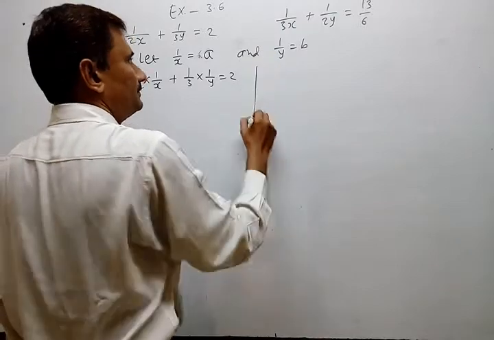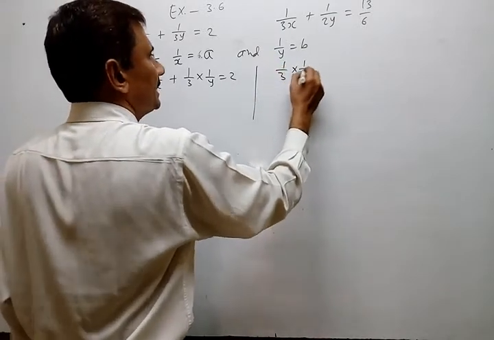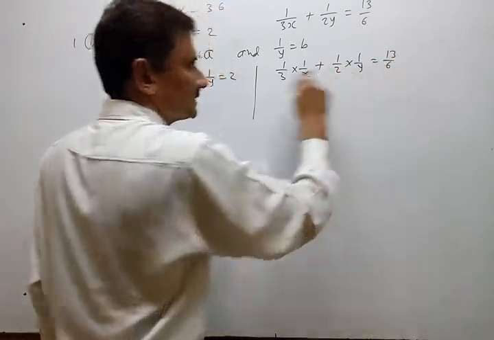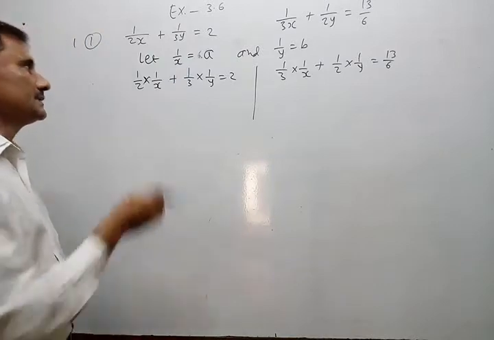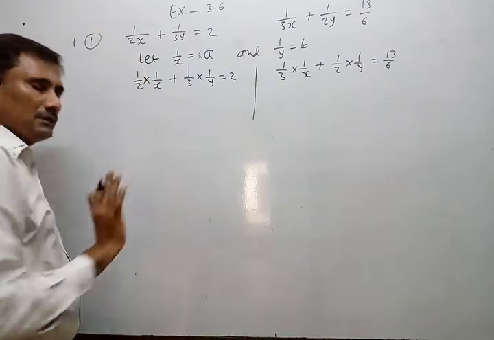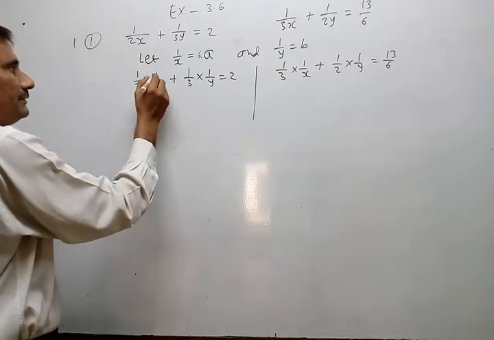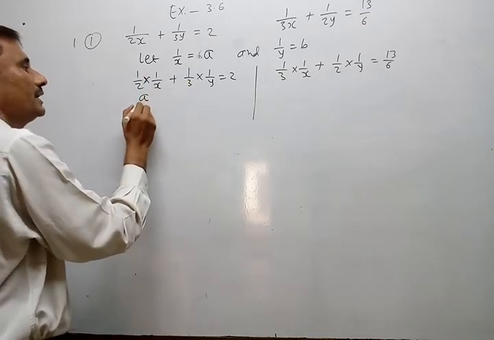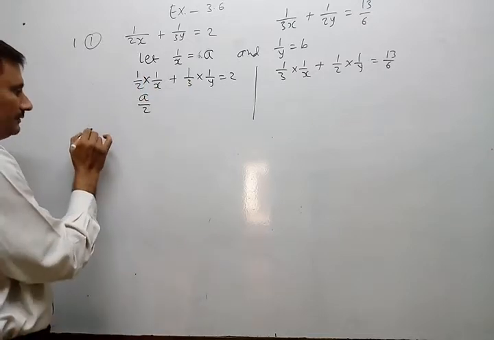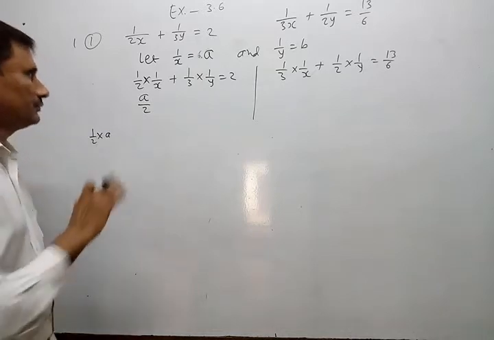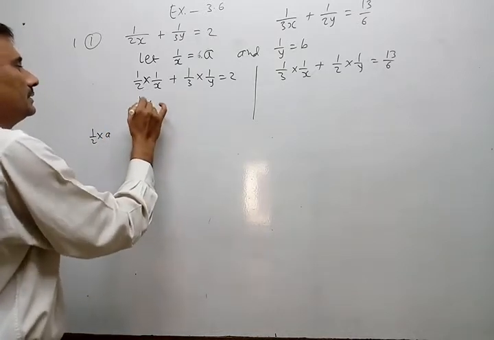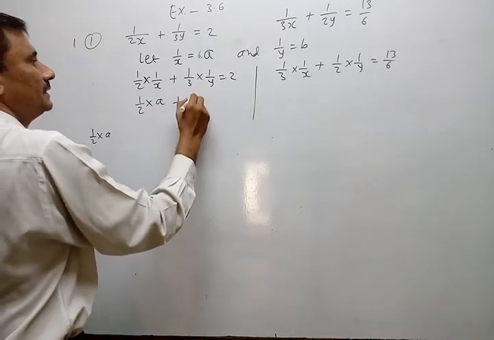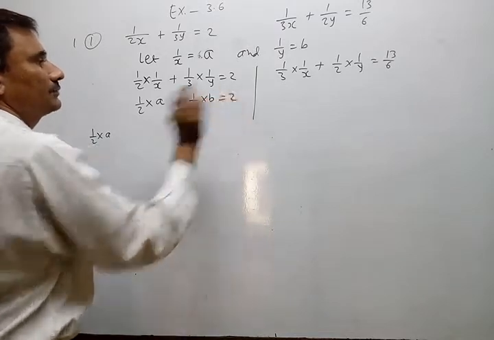Now in the second equation also, 1 by 3 into 1 by x plus 1 by 2 into 1 by y. This step is not compulsory. With some practice you can write directly also. So now what to write? In place of 1 by x, write a in the numerator, not in the denominator. So a upon 2, 1 by 2 into a means a upon 2. If you want, you can write one step extra also. Plus 1 by 3 into b equal to 2.